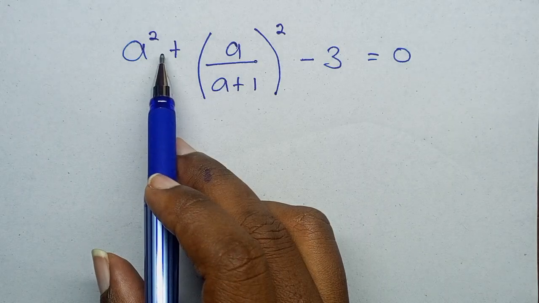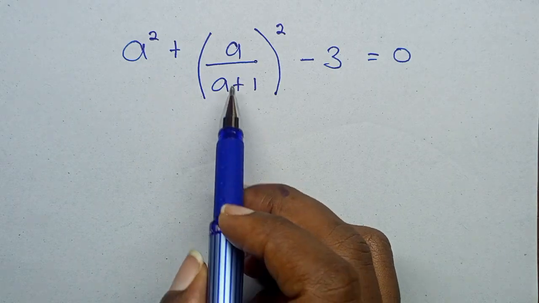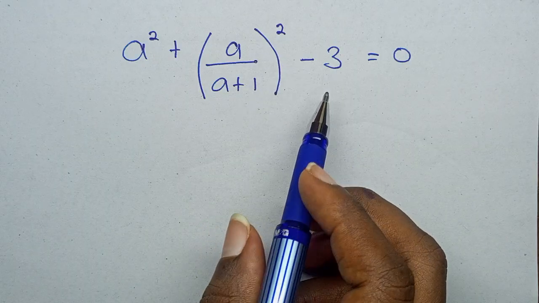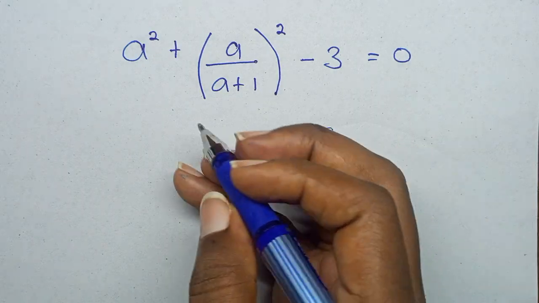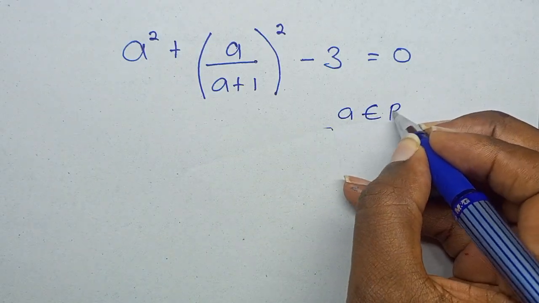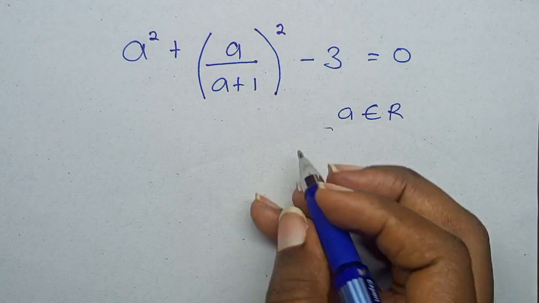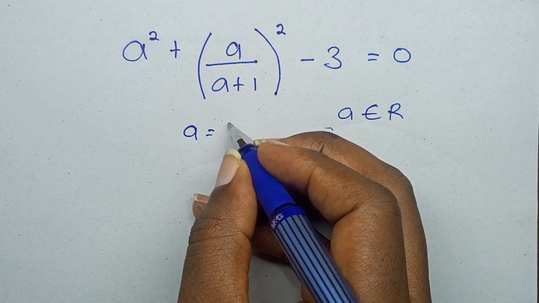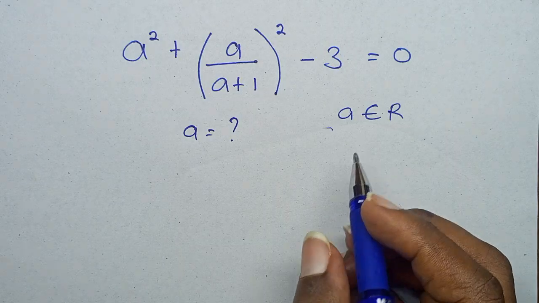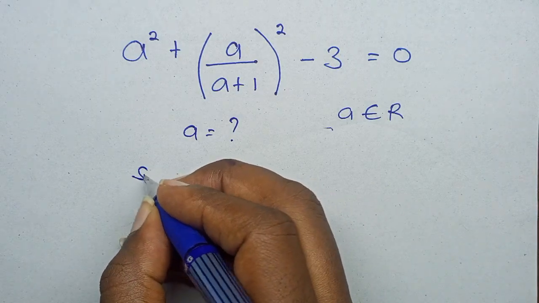We have (a squared plus a over a plus 1) all squared minus 3 is equal to 0. Also in the question, we are told that a is a real number. So we are required to find the value of a given that a is a real number. So solution.